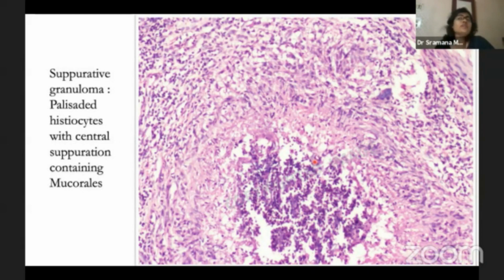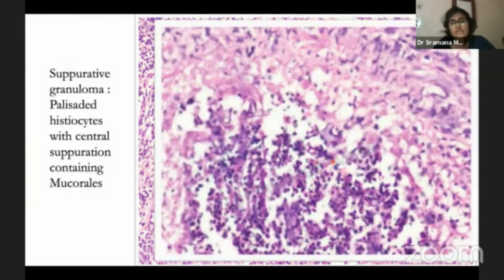So in these suppurative granulomas, it's mandatory to get the GMS and PAS special stains for fungus. So you zoom in and you can see this fungal hyphae. Now, because it's Mucorales, it's standing out on the H&E stain. You can see all these irregular, twisted, non-septate fungal hyphae, and you can confidently give a diagnosis of mucormycosis.